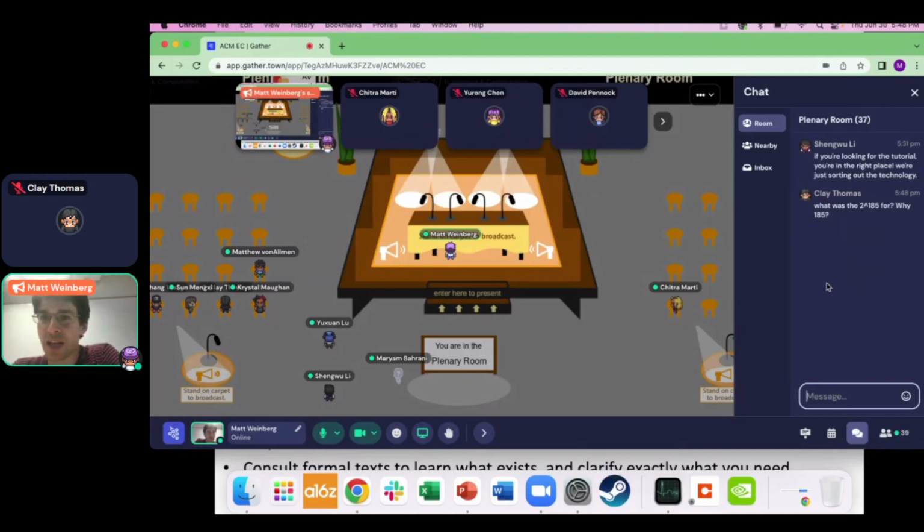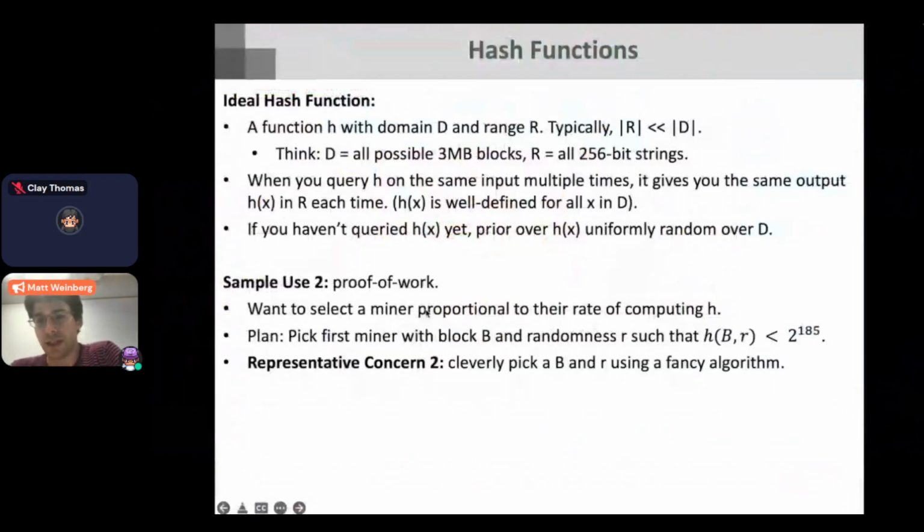Why 185? The 185 is close to what Bitcoin uses in practice. You want this 185 to be some number that's much lower than 256, so that it is hard, so that you have to try lots of times, in this case 2 to the 71, before you succeed. And this is tuned automatically by Bitcoin to make it the case that someone succeeds roughly every 10 minutes. So as there's more hash power in the network, this 185 would go down. As there's less hash power in the network, it would go up.